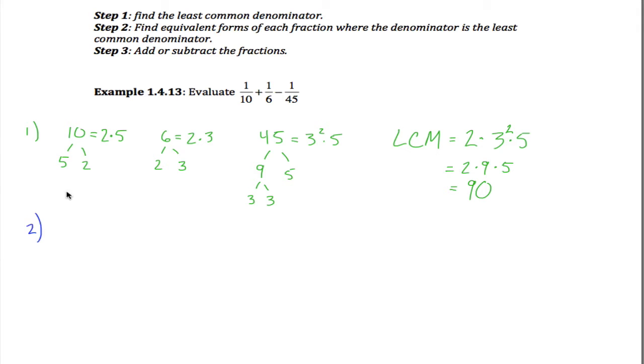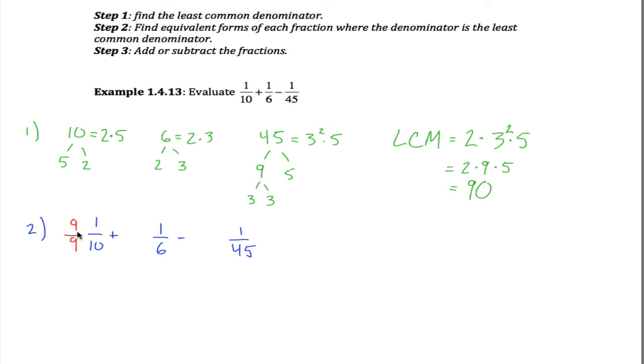In step 2, what I want to do is rewrite this problem. It started out as 1/10 plus 1/6 minus 1/45. And I want to rewrite that in an equivalent form where all the denominators are equal to my least common denominator, which I decided was 90 over here. So the way I'll do that is to change 1/10 into a fraction that has 90 as the denominator. I'd have to multiply the top and the bottom by 9.